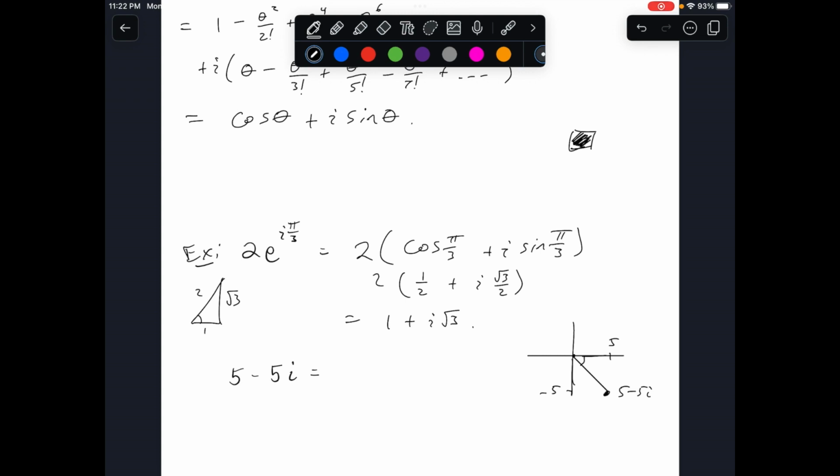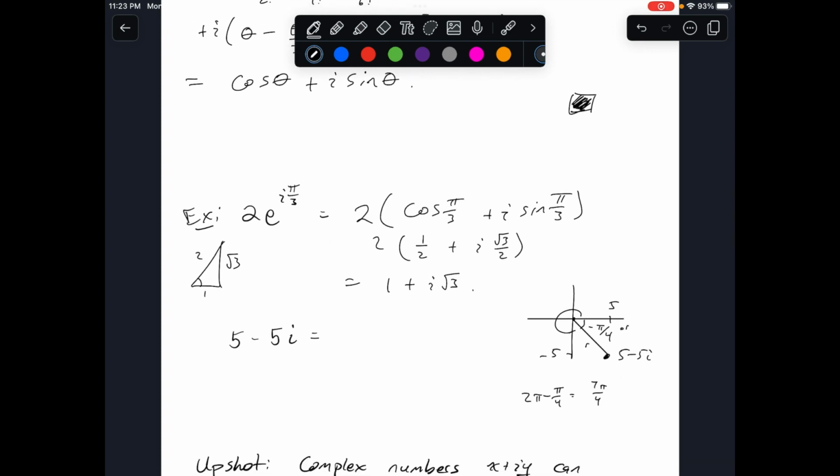Because it's symmetric, this angle is going to be negative pi fourths. Or if you wanted to represent it with a positive angle, it would be 2 pi minus pi fourths. What's that? If you find a common denominator, that would be 8 pi over 4 minus pi over 4. So this is 7 pi fourths.